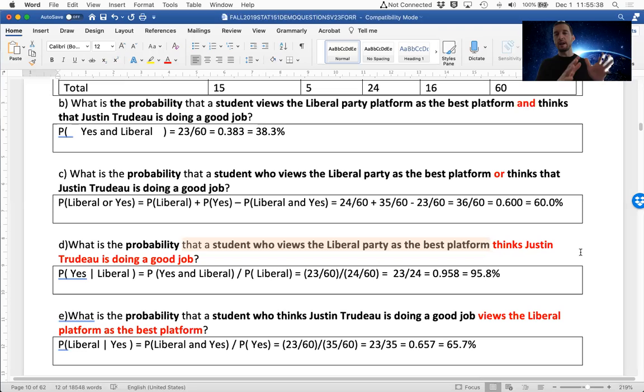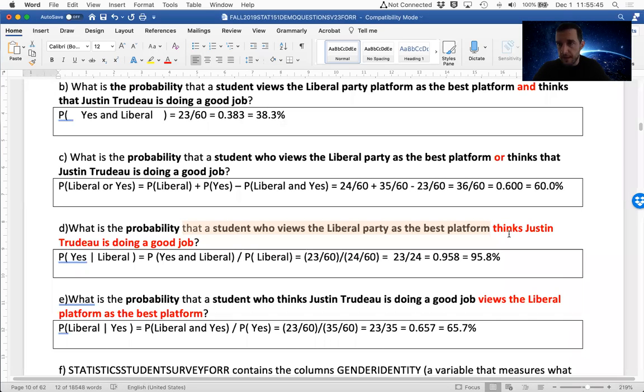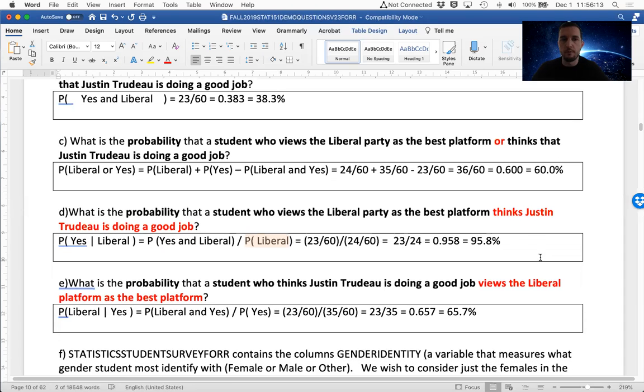Okay, so we know already the student thinks liberals are best. So we check that off. Then it asks to us, thinks Trudeau is doing a good job. So what this is saying is, given they think the Liberal Party is the best platform, what is the probability they think Trudeau is doing a good job? So this is the probability of yes given Liberal, which is the probability of yes and Liberal over the probability of Liberal. And those values we have already worked out. So you can see here, we just end up with 23 over 24, which is 95.8%.